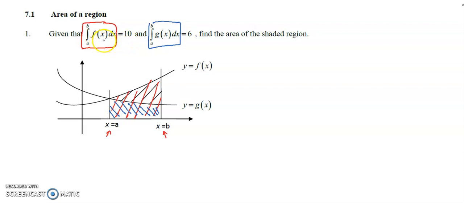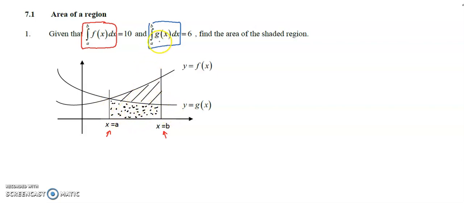One is integrating f(x), which gives 10. The other is integrating g(x), which equals 6. Now the question is to get the area of this region, shaded with the black line. How do we get it? Very obviously, we can use the big region minus the region which I dotted. This is the dotted area.